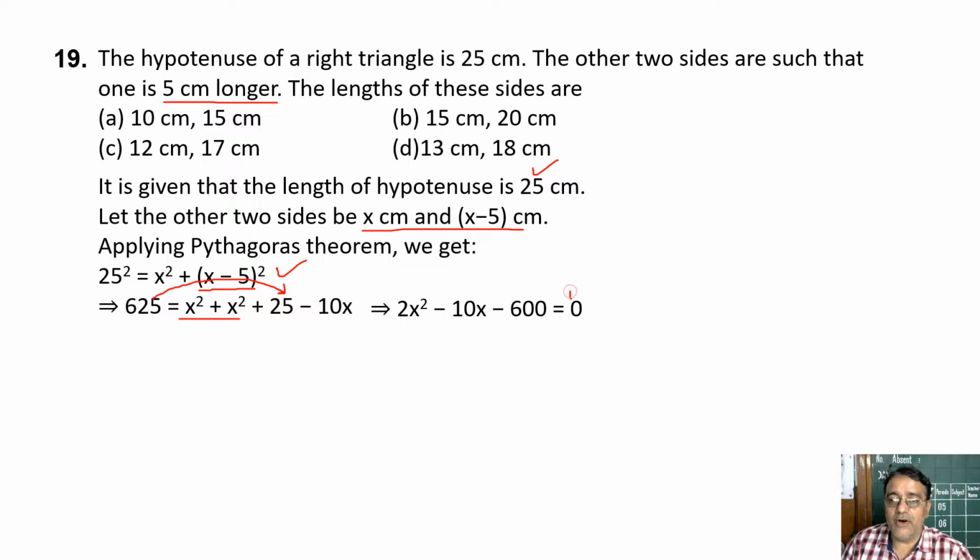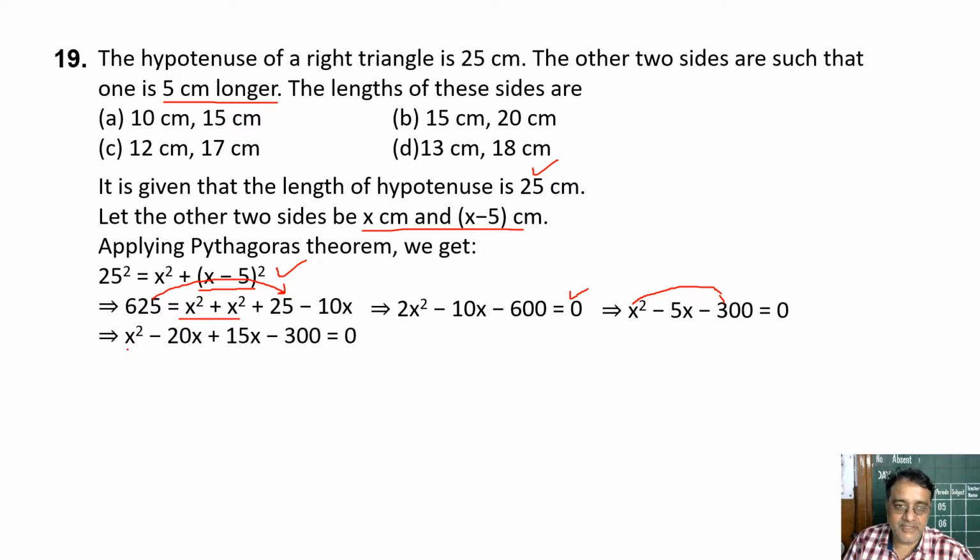Okay. Now divide all by 2. So x square minus 5x minus 300 is equals to 0. अब हम लोग split करेंगे. The product is minus 300. So 300 का दो फैक्टर जिसका डिफरेंस 5 होना चाहिए. 20 and 15. Very good. So minus 20 and plus 15. So what is the common between these two? x. इन दोनों में 15. Right. So we took common.